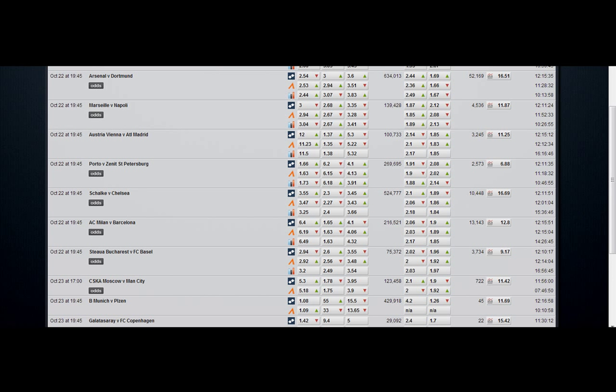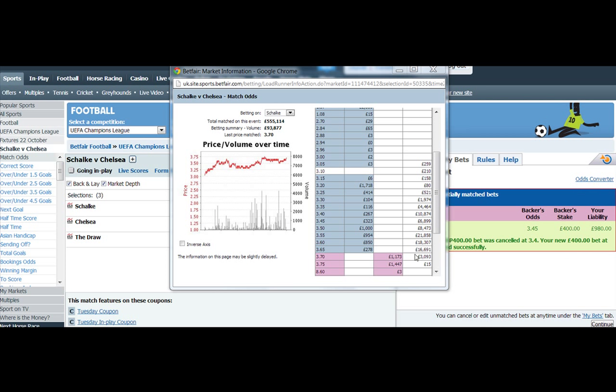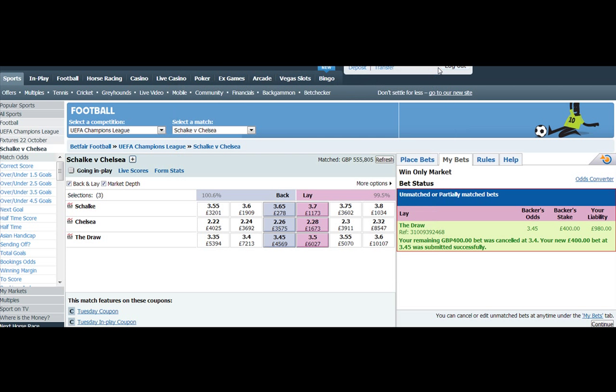Now all the while that draw inflation is hovering over 15%, 15-16%, we're safe in knowing that we can trade this. We can lay the draw, we can recycle, we can go back in, in, out several times, and that's where the profits are made.